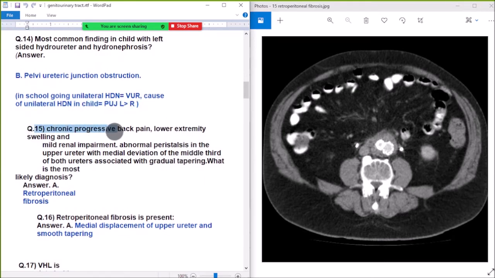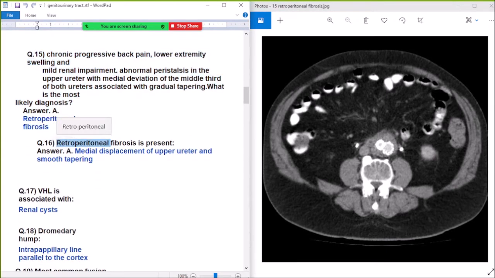Question 15. Chronic back pain, lower extremity swelling and mild renal impairment, abnormal findings in the upper ureters with medial deviation of the middle third of both ureters associated with tapering, most likely diagnosis retroperitoneal fibrosis. Question 16. Retroperitoneal fibrosis presents with medial displacement of the upper ureters and tapering.